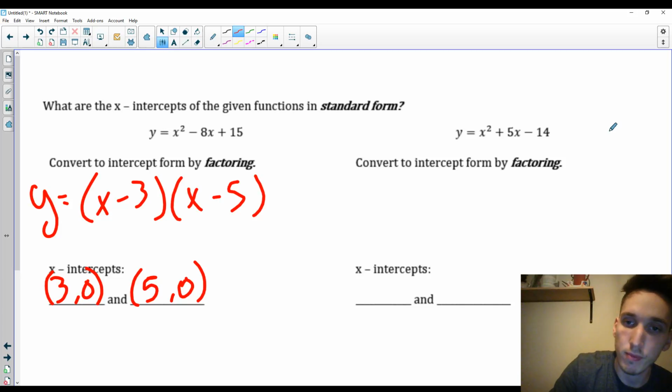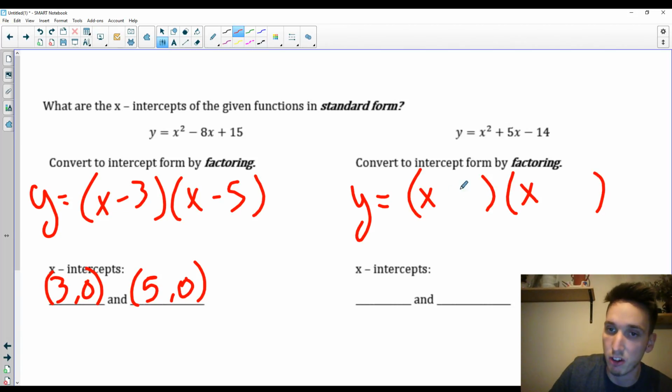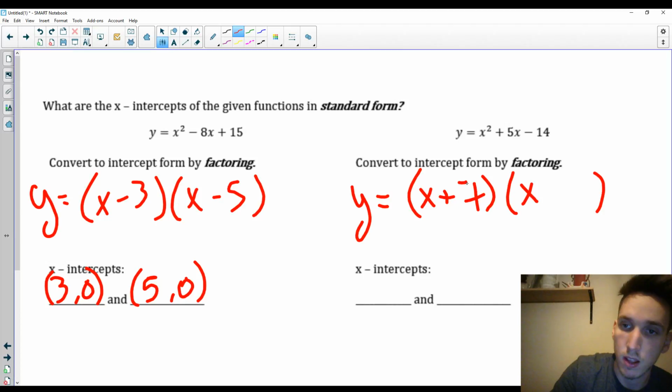So I know it's going to factor into x plus something times x plus something. I just got to figure out what these numbers are. Again, what are the two numbers that multiply to negative 14 and add to positive 5? Well, hopefully you got a plus 7 and a minus 2, because 7 times negative 2 is negative 14. 7 plus negative 2 is 5, right?